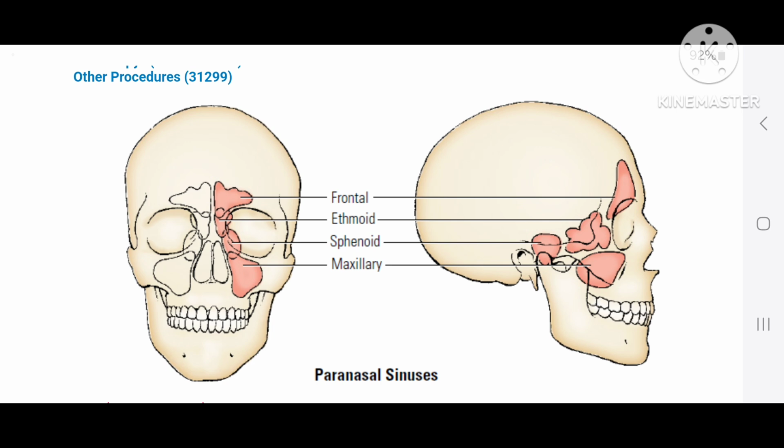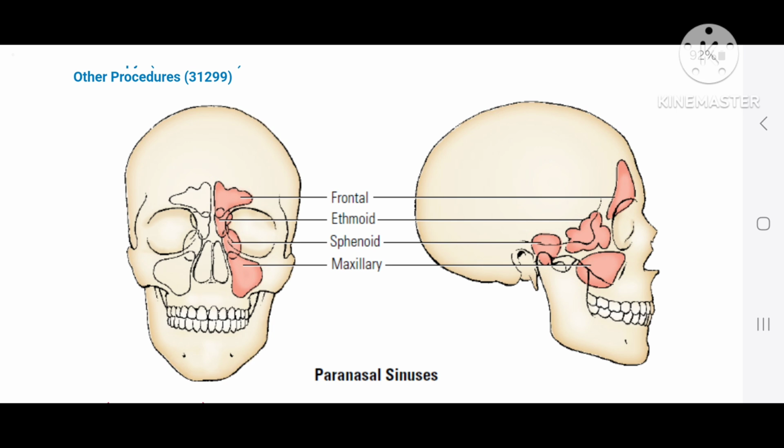Sinuses are nothing but empty spaces within the skull bone. And those sinuses are responsible for producing resonance in the voice and helping moisturization of the air that enters inside the nose, and also it reduces the weight of the skull bone. That is the function of sinuses. There are so many sinuses that are located around the nose.